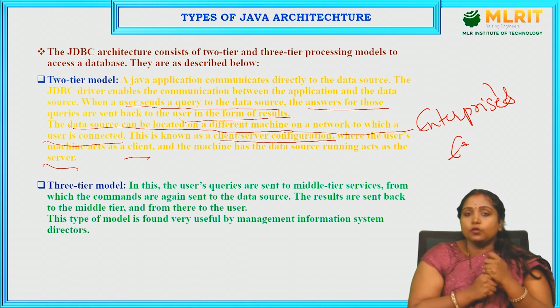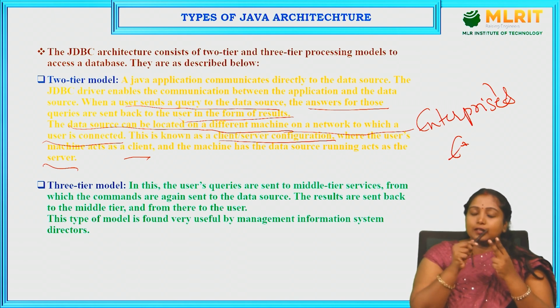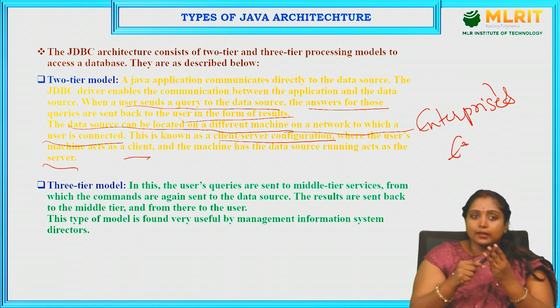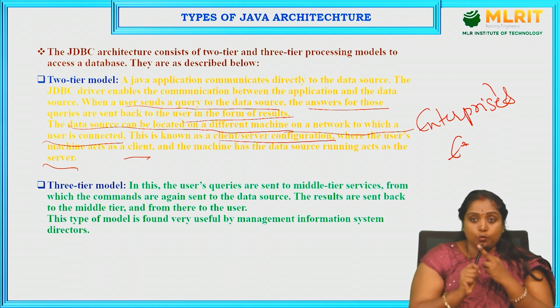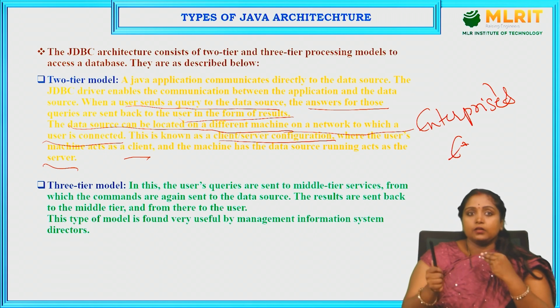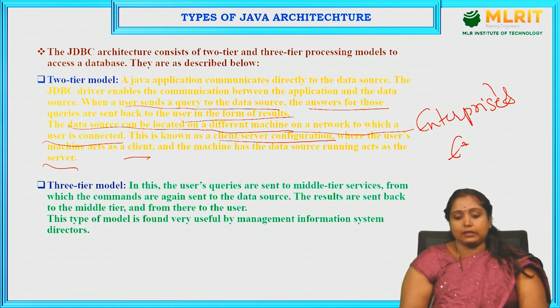So this is all about three-tier architecture. In two-tier, you will have only two systems, and the requests and responses are made directly. In the three-tier model, the requests and responses are made by using three tiers. So this is all about types of architecture.